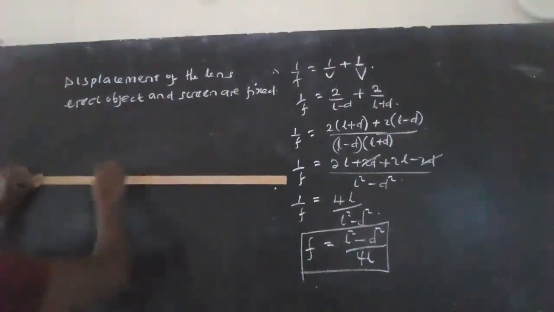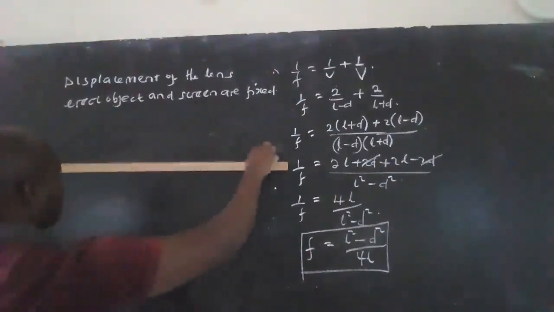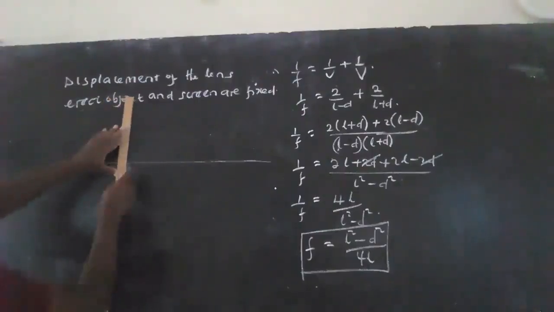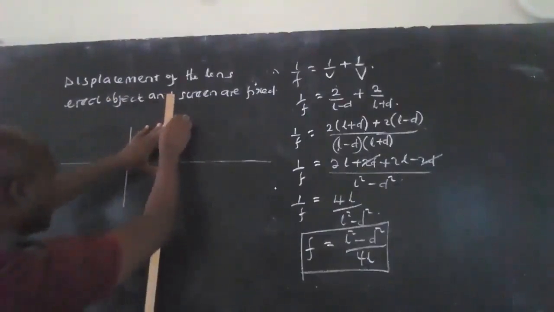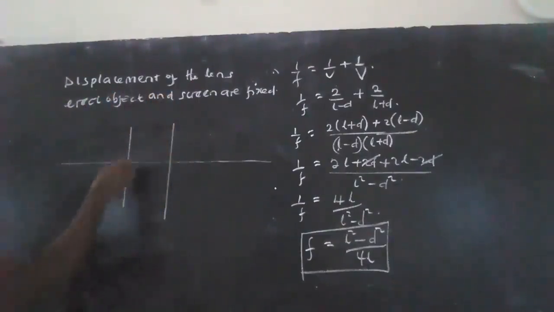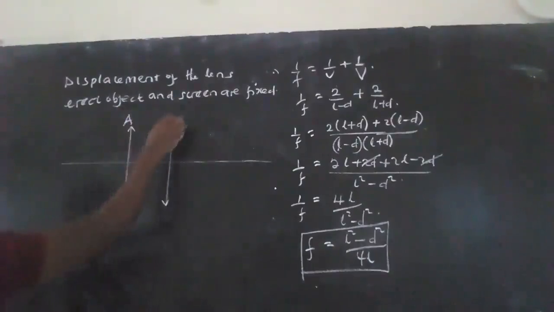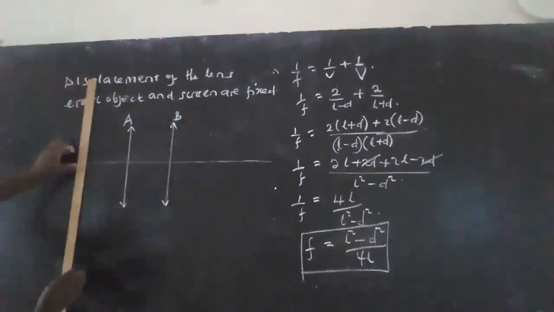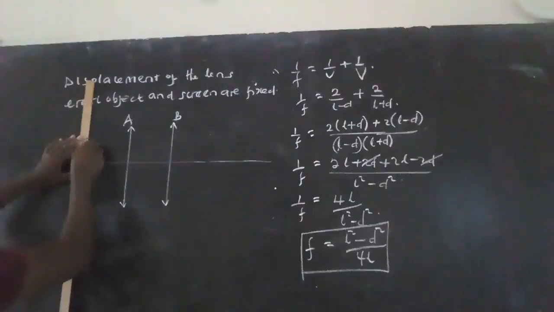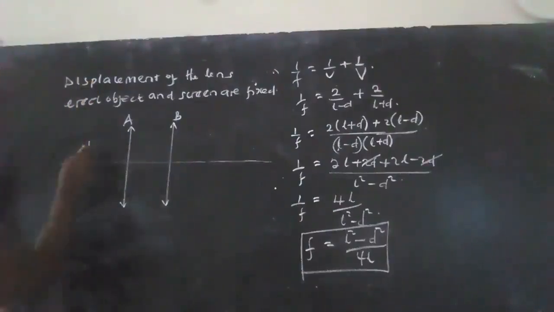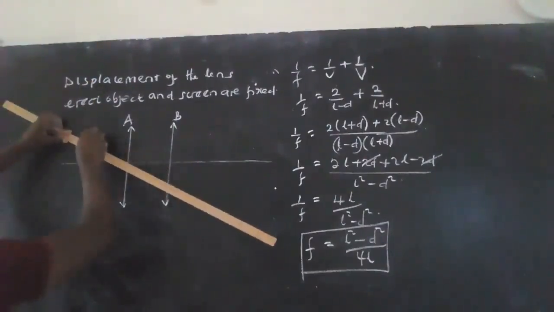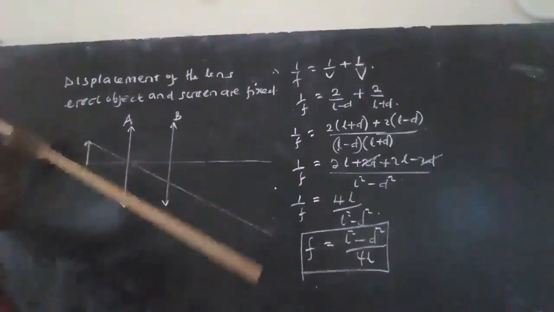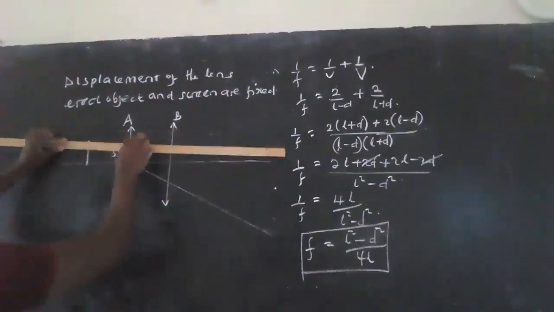So here let's have something like this. This axis first. This is the lens in position A. This will be the lens in position B. We have this, the lens in position A, the lens in position B. Then we're going to have an object, this one here. Then we shall have this.